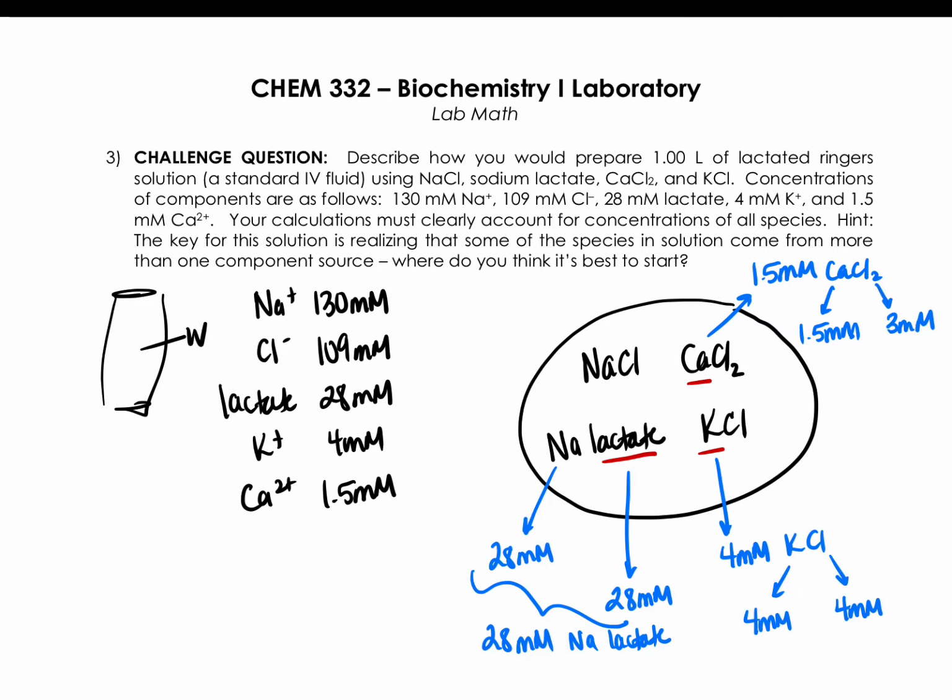So if we take stock here of the things that are accounted for, we've got our 28 millimolar lactate accounted for. We've got our 4 millimolar potassium accounted for, and we've got our 1.5 millimolar calcium accounted for. So right now we need to consider the fact that, let me change colors here just to highlight, we've got sodium at 28 millimolar here. So again, sodium's going to be here. And then we've got chloride, which is going to be present in 3 species.